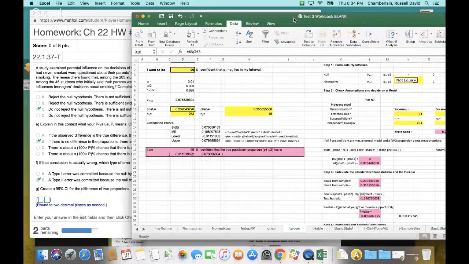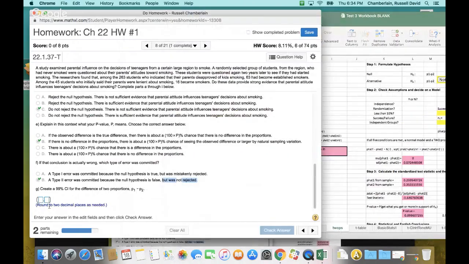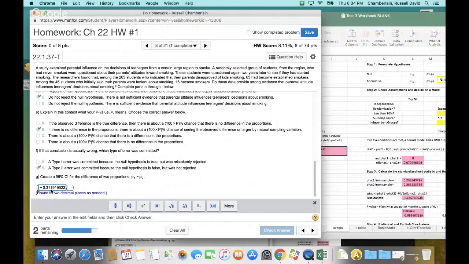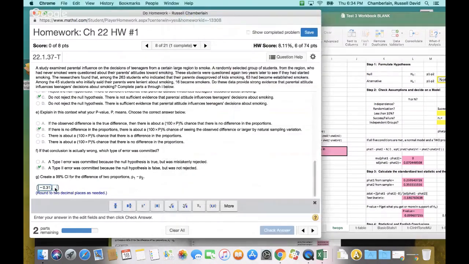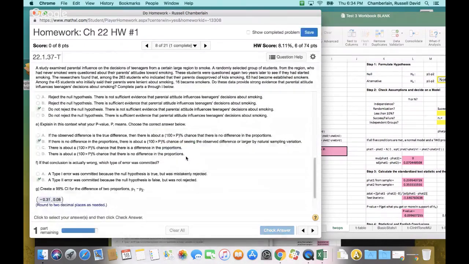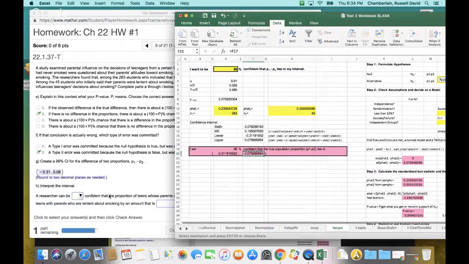Okay, so create a 99% confidence interval. We need 2 decimal places in this number here. So that's how that one looks. Command C. 2 decimal places, so that would be an 8. All right, check answer. Thank you, Pearson. Yep. Yeah, so it's just a matter of filling out that form, right?